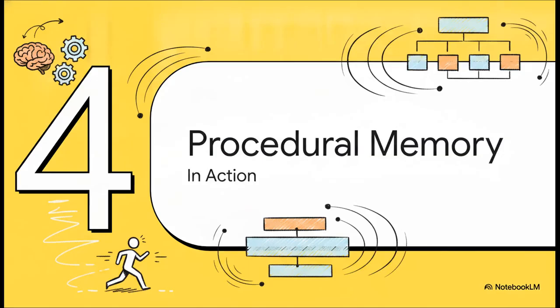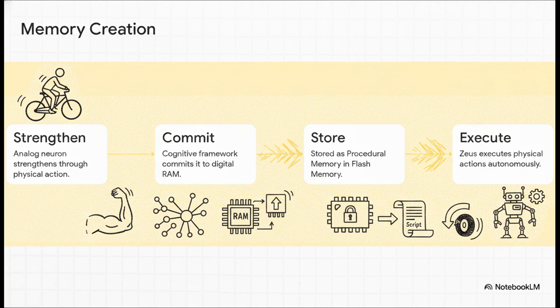All right, Section 4. Procedural memory in action. Think about how you unconsciously remember how to ride a bike without constantly calculating the physics of balance. Zeus does exactly this. He learns through repeated physical action. The analog neuron strengthens, the cognitive framework commits it to digital RAM, and once it's solid, it gets stored as a procedural memory in flash memory. So the next time Zeus needs to, say, turn left, he doesn't sit there and think about how to do it. He just recalls the procedural script and turns completely autonomously.